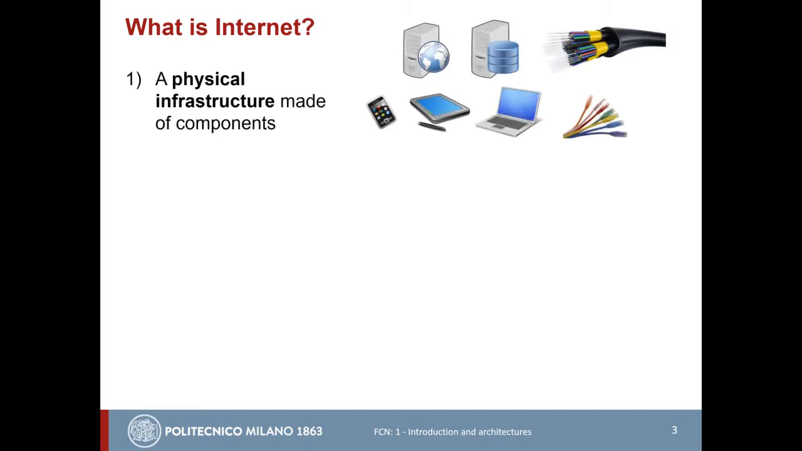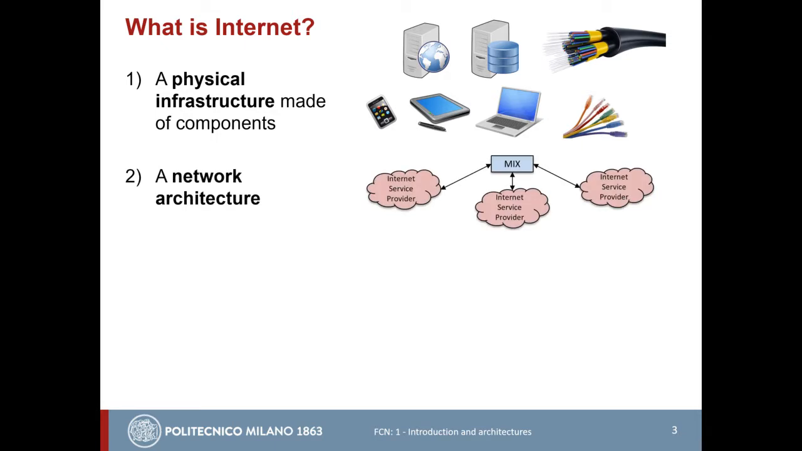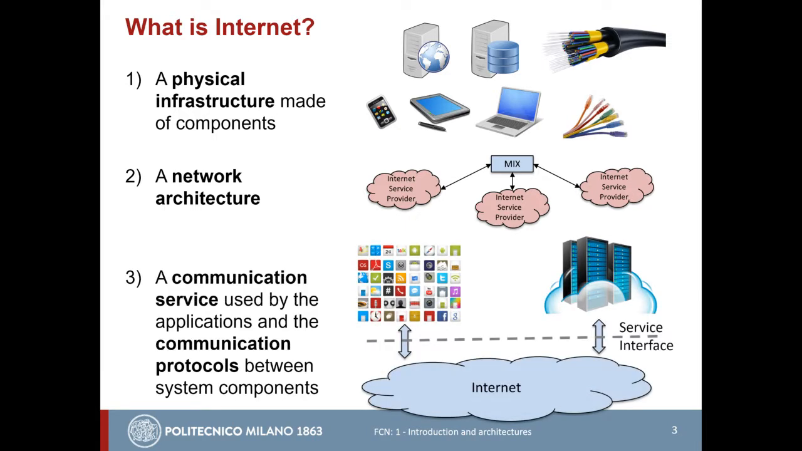And it can be viewed in different ways. First of all, it's a physical infrastructure that is made of physical components. It's also a network architecture because this system is well organized in order to be able to work effectively. And it's also a communication service. And the communication service that is offered by internet is what I have already mentioned: the possibility of transferring data in order to enable distributed processing or distributed applications.